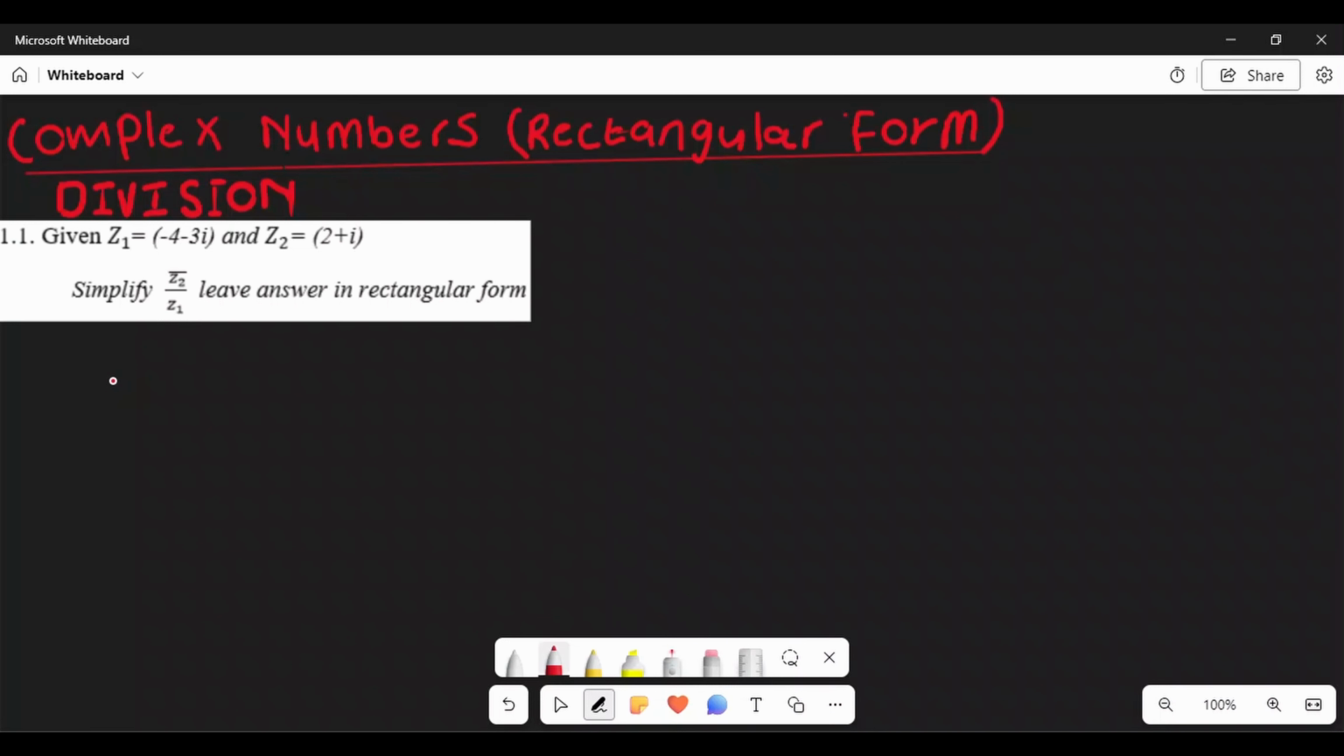Today in this video we'll be doing division of complex numbers in rectangular form. Before we start, I'd just like to say: pause this video, try to solve this problem, and let's see if your answer is going to be the same as the one you're going to get at the end of this video.